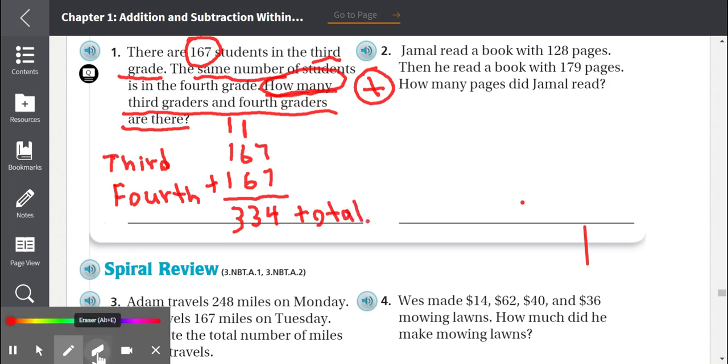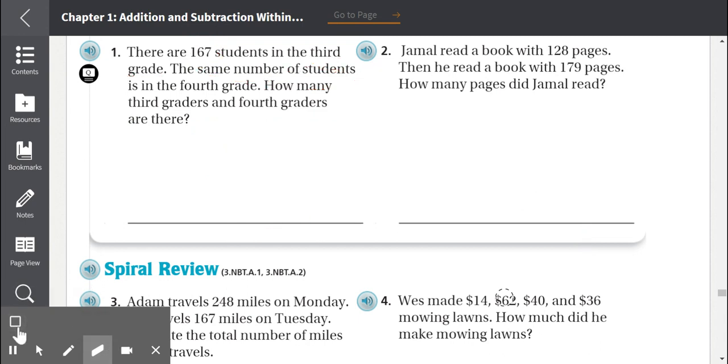Number 2. Jamal read a book with 128 pages. Then he read a book with 179 pages. How many pages did Jamal read? So let's start by finding our important numbers. The first book was 128 pages. Then he read another book with 179 pages.